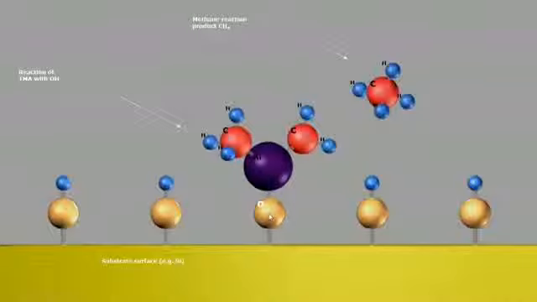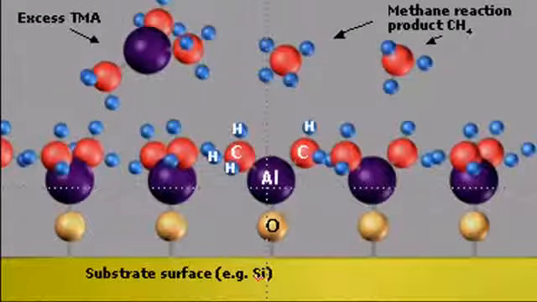Now the surface is completely passivated. Trimethyl aluminium does not react with itself. This causes the perfect uniformity of ALD. The excess trimethyl aluminium is pumped away along with the methane reaction product.